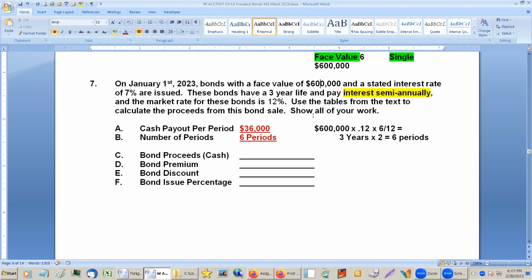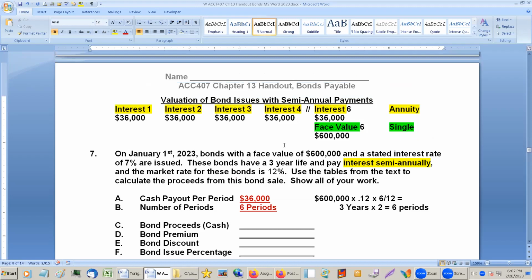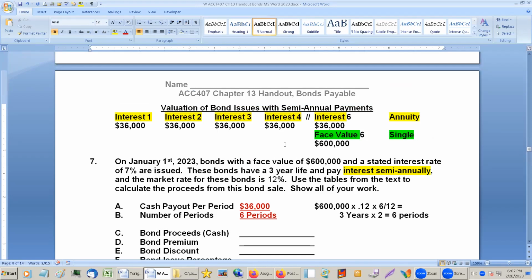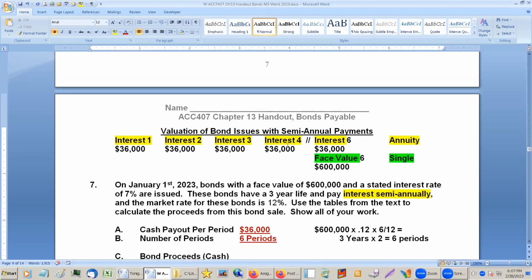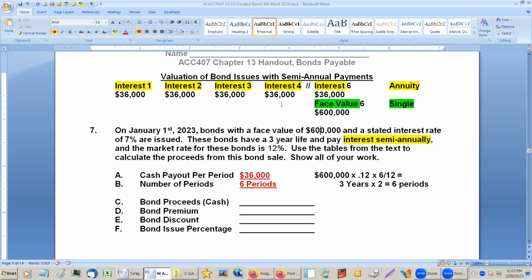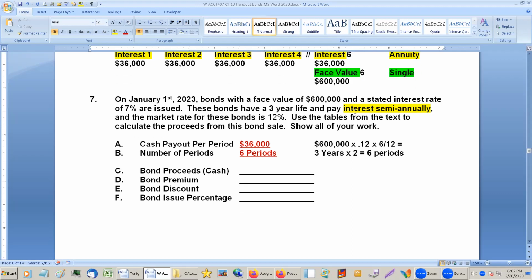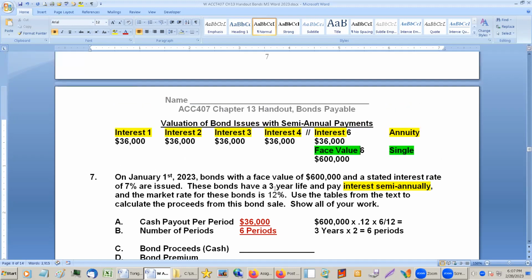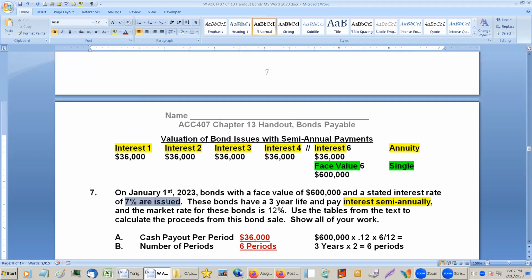I just did something wrong. What did I do wrong? What was my mistake? Is it the 3 years instead of 6? Six is, oh, 6 periods. Oh, okay, because it's semi-annual. Okay, yes. I took the wrong payout. It's 7%. Oopsie daisy.